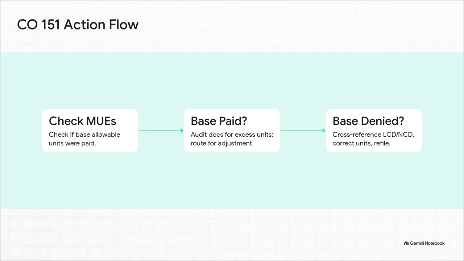Which brings us to the action flow. Listen, always, and I mean always, check your MUE threshold first to see if the base allowable units were paid before you decide your next move. If those base units were paid, you need to audit the documentation for the excess units. If you can't support them, route them for a contractual adjustment. But if the base units were completely denied, you've got to cross-reference your LCDs and NCDs, correct the billing units or intervals, and refile that claim.